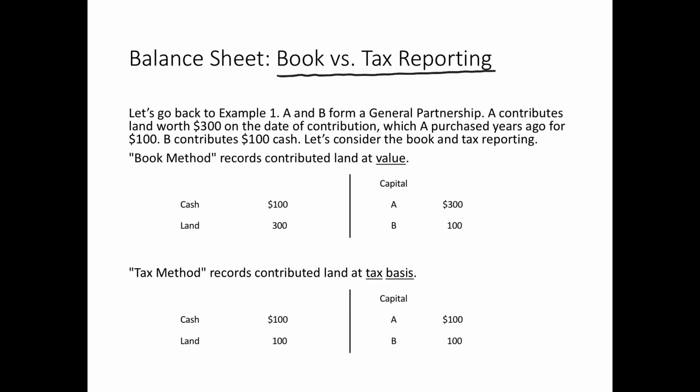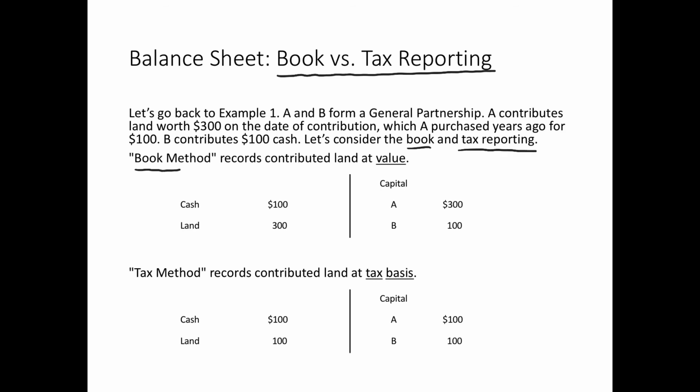So let's go back to example 1. We're going to start from square one. A and B form a general partnership. A contributes land worth $300 on the date of contribution, which A purchased years ago for $100. B contributes $100 cash. Let's consider both the book and tax reporting.